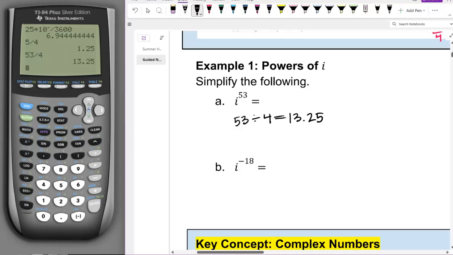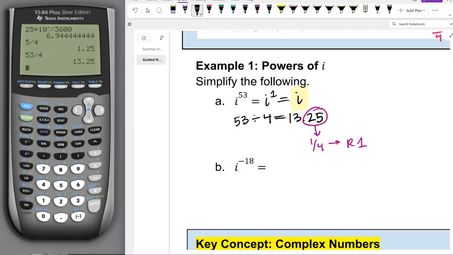I know that 0.25 is the same as 1/4, so that's telling me it was a remainder of 1. With a remainder of 1, I know that i to the 53 is going to be the same as i to the first power, because a remainder of 1 is the same as i to the first. i to the first power is simply i. So my final answer for this one is just going to be i. i to the 53rd is simplified down to i.